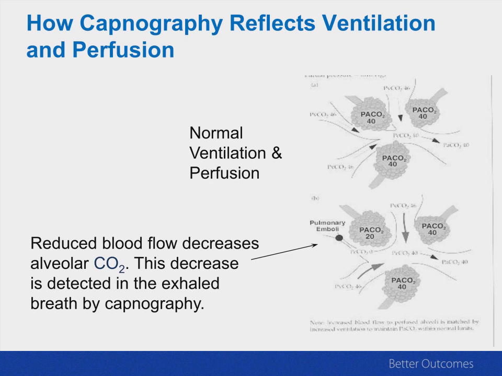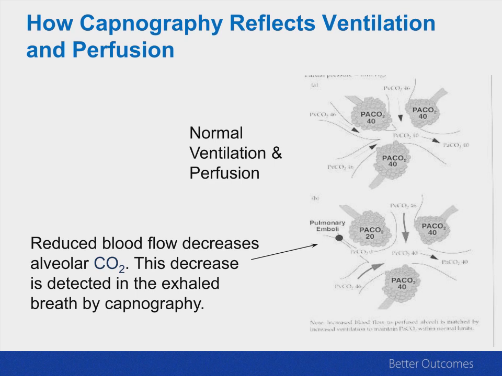So the reason capnography can reflect both ventilation and perfusion is, and we'll talk about this slide again later, under normal circumstances, as blood returns back into the lungs, CO2 rapidly diffuses. You probably all know that CO2 diffuses 20 times faster than oxygen. And so very quickly, the venous CO2 level will go into the alveoli and then be exhaled.